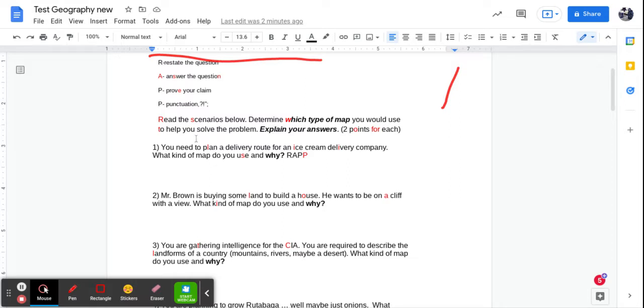Okay? So you need to plan a delivery route for an ice cream delivery company. Well, this is totally different than Mr. Brown gets a job as a pizza delivery. Totally different. What kind of map would you use and why? Please wrap your answer.